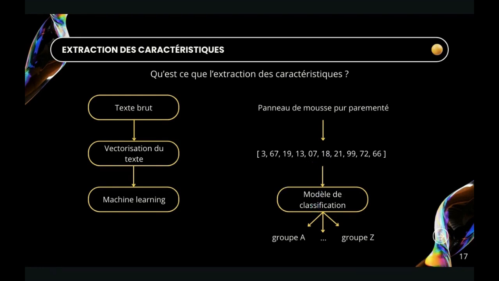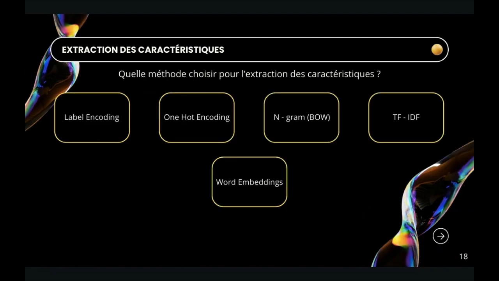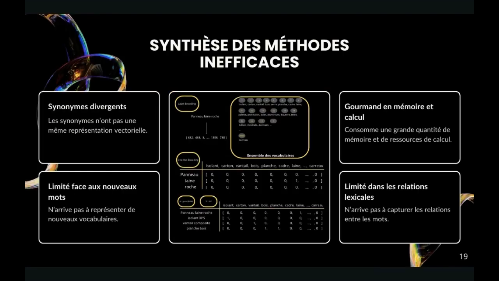To vectorize a word or a text, we have several methods. To perform vectorization, we also talk about feature extraction. So we have several ways to do vectorization. These include label encoding, one-hot encoding, n-gram, TF-IDF, and word embedding. I'm not going to explain how each vectorization method works because that would make this video quite long. But in the context of our project on the sales assistant, we used word embedding, the last method, also called sentence embeddings, to perform vectorization.